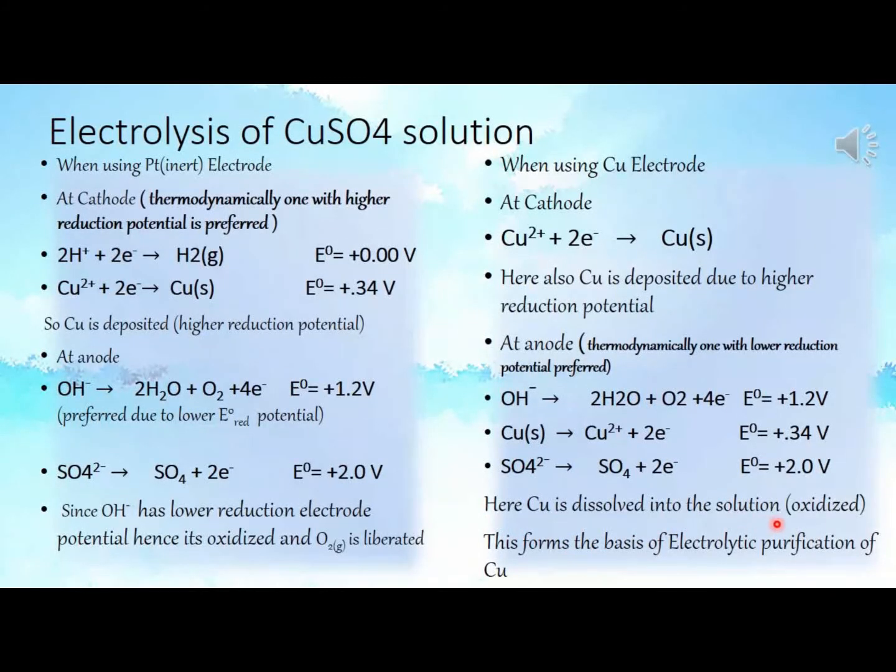That is, the copper at the anode is oxidized to Cu2 plus ions, and it moves towards the cathode and gets discharged. That is, it gets deposited at the cathode. This is exactly the principle that is used in the electrolytic refining of the metal.